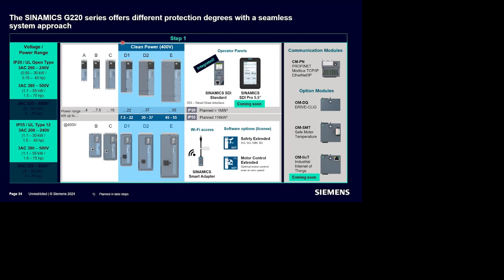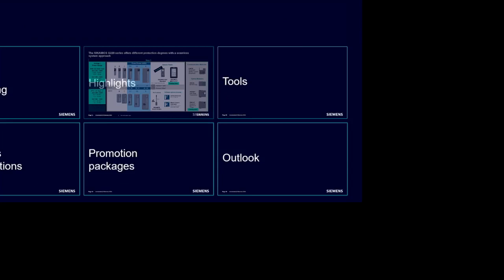For the clean power, you see this blue band here. The clean power starts from 7.5 kilowatts till 55, and it's available in these three frame sizes: frame size D1, frame size D2, and frame size E. We believe with this we can cover many applications in low harmonics.